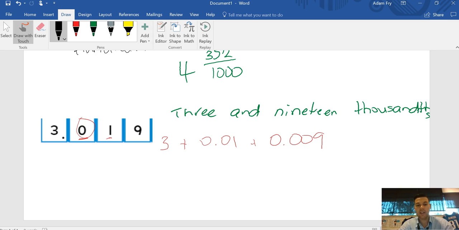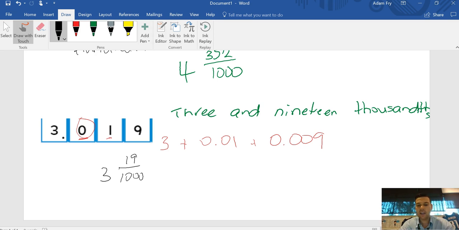Now the last one is, what does this look like as a fraction? It's a little bit tricky. So we've got 3 wholes. Because we're working with 3 decimal places, we're still working with thousandths. So our fraction would look like 19 over 1,000. Even though there's a 0 there, it's still over 1,000.